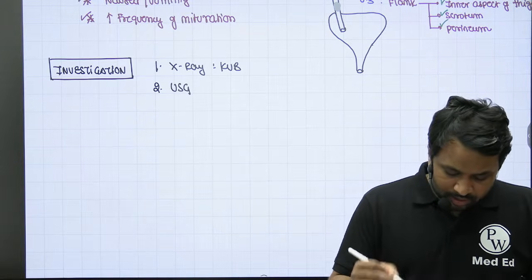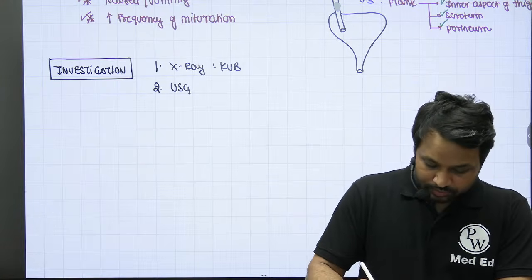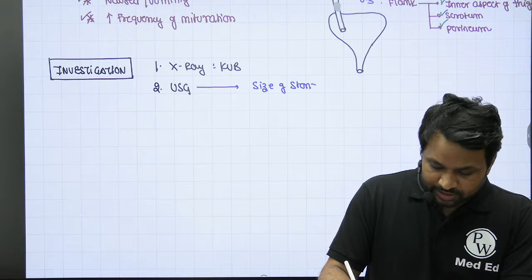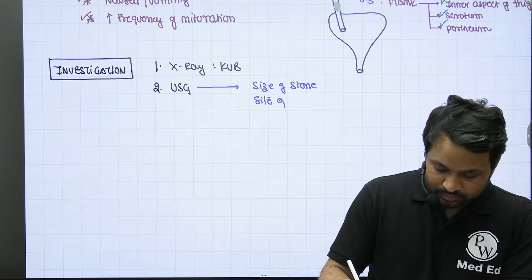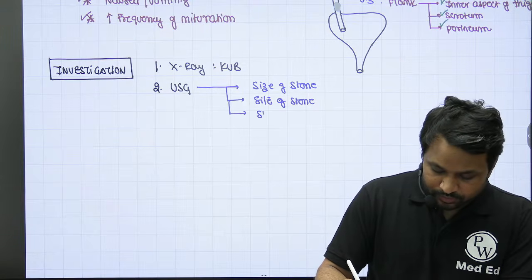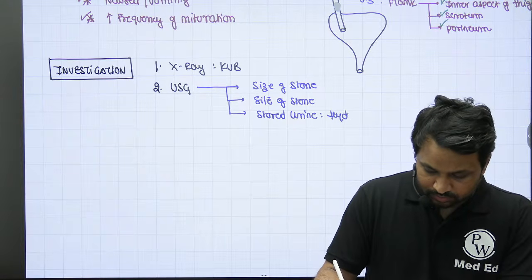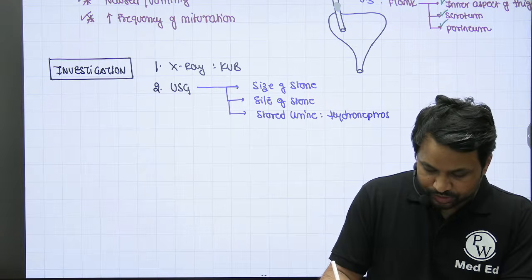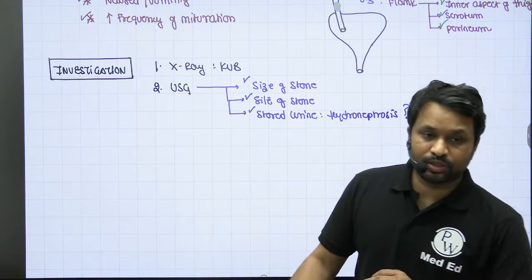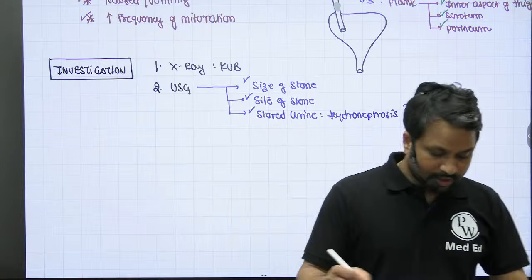Then you are going to get an ultrasound. Now ultrasound is done to rule out the presence of hydronephrosis. When you do an ultrasound, it tells you the size of the stone, it tells you the site of the stone, and it also tells you about stored urine. Now when I say stored urine, it is hydronephrosis. So size, site and stored urine. So there are 3 S that you will see from an ultrasound. This is the information that your radiologist is going to give you.